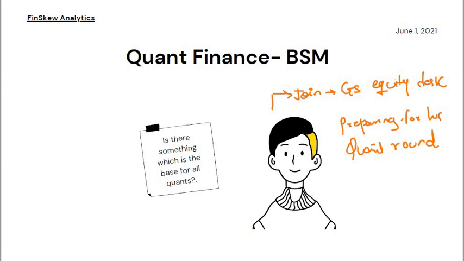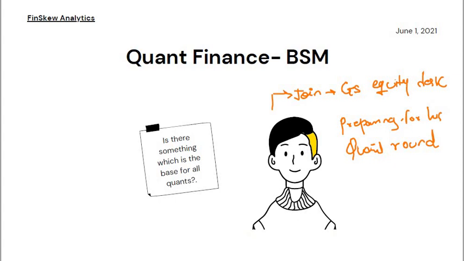Today we are going to learn about the famous Black-Scholes Merton model, which is heavily used for option pricing for the equity asset classes. This is one of the lectures in our quant finance series, wherein we will learn the derivation of the Black-Scholes partial differential equation and then how we will come up with the closed form solution of the BSM.